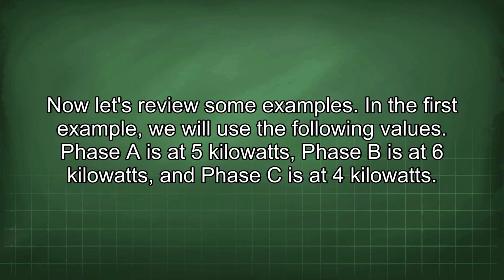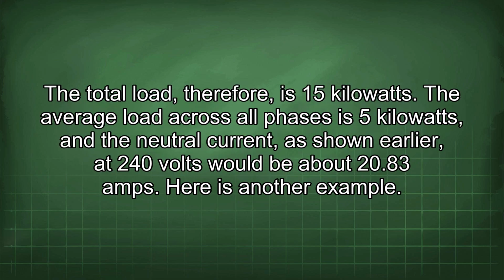In the first example, we will use the following values. Phase A is at 5 kilowatts, phase B is at 6 kilowatts, and phase C is at 4 kilowatts. The total load, therefore, is 15 kilowatts. The average load across all phases is 5 kilowatts, and the neutral current, as shown earlier, at 240 volts would be about 20.83 amps.